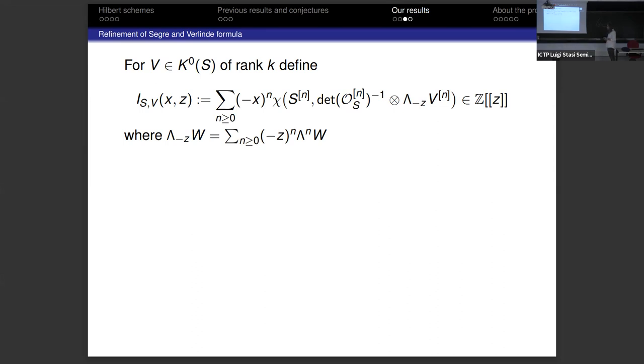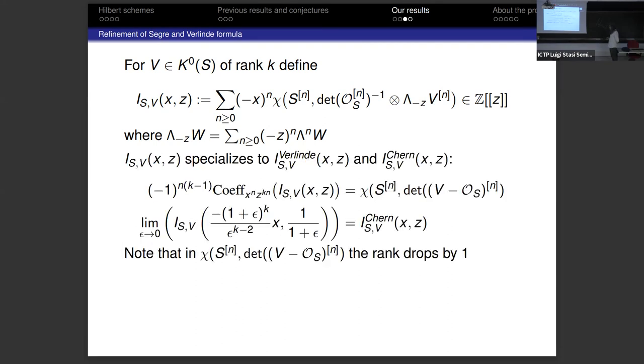Now this is the same thing as I wrote before, but now without the Chern and the Verlinde. We take the sum, anyone could change the sign, but this is how it comes out naturally. So minus x to the n, the holomorphic Euler characteristic of lambda minus z of this tautological bundle, that is the determinant of the tautological bundle corresponding to O to the minus one. You take chi of this, and lambda minus c means the sum of the alternating powers of the bundle with coefficient minus c to the n, where writing it like this means that the z just comes out of the equation. Okay, so this is a misprint.